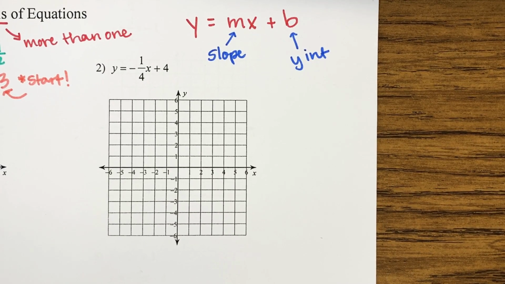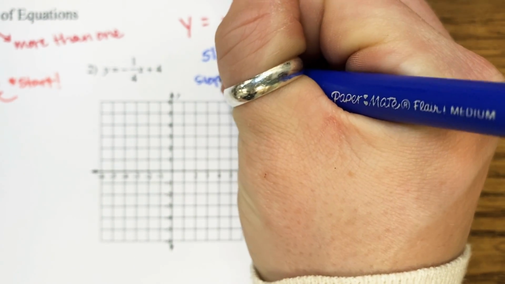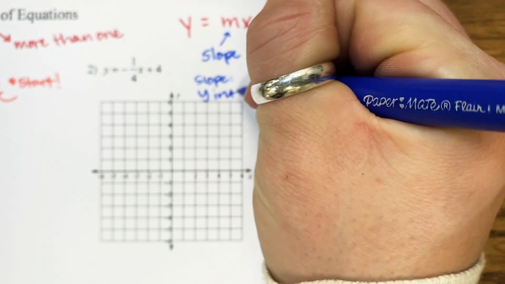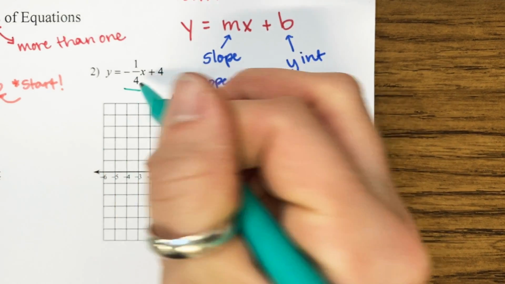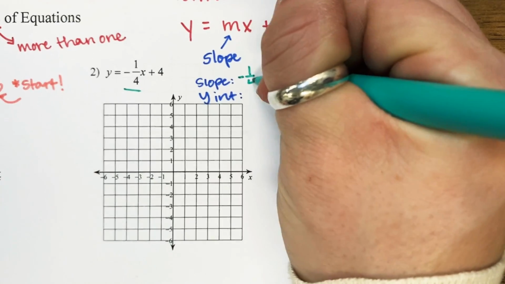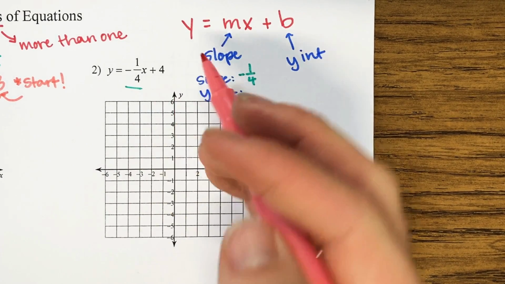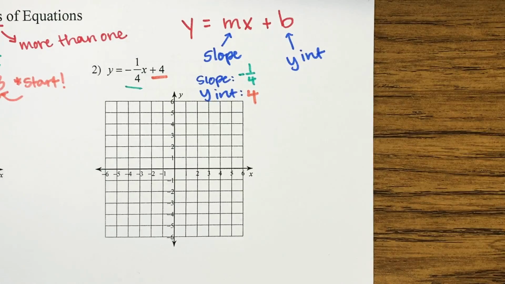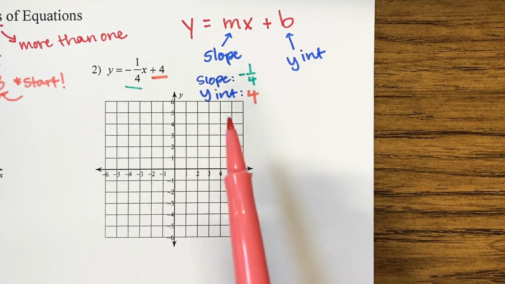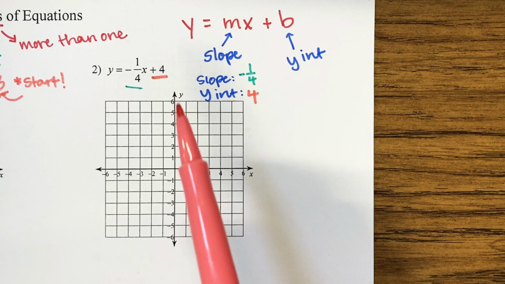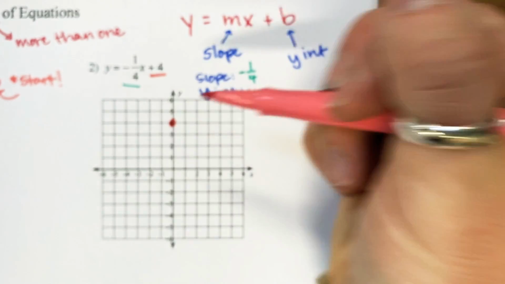Okay, number 2. So let's start it the exact same way. Let's identify our slope and our y-intercept for number 2. Okay, so my slope is always right in front of my x, so my slope is negative 1 over 4. Okay, and then I know that my y-intercept is the number on the end, so it is positive 4. Okay, well, which one do we start with? We always start with our y-intercept. So my point that intercepts the y-axis, or the number on the y-axis, is positive 4. So I'm going to put my first point at positive 4.